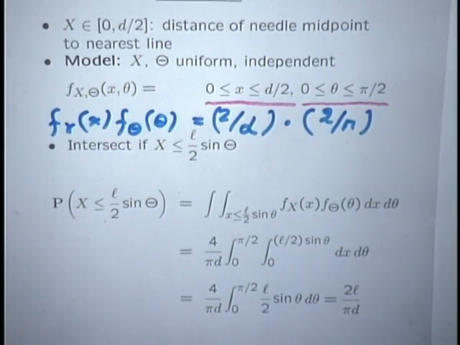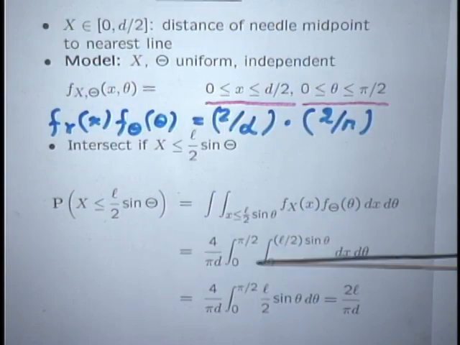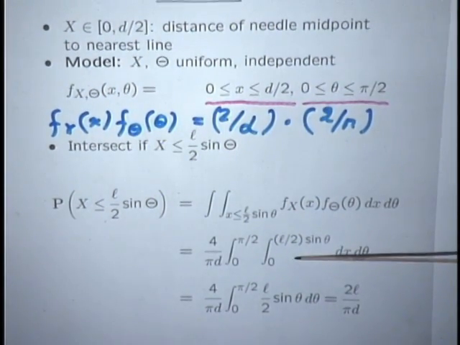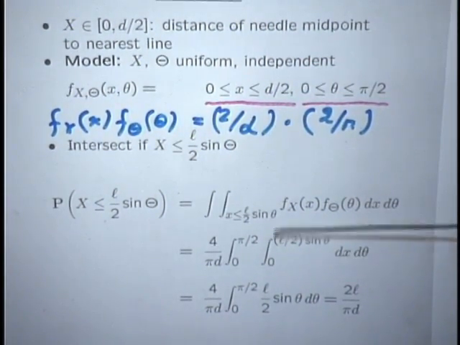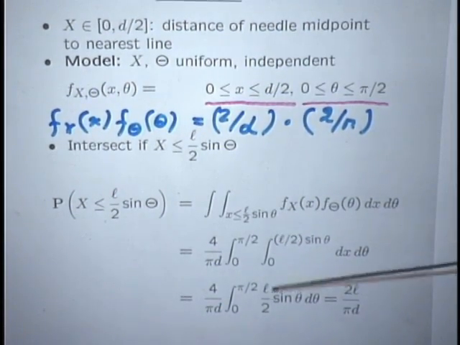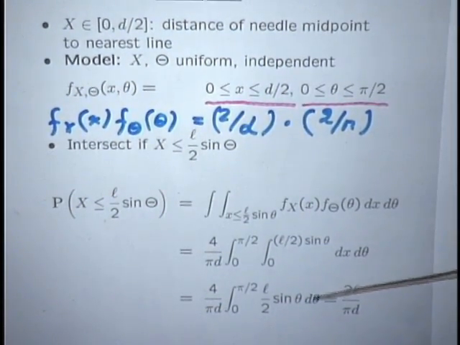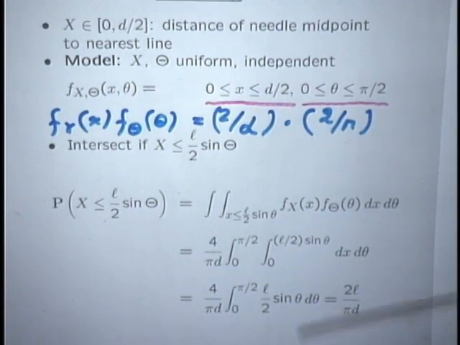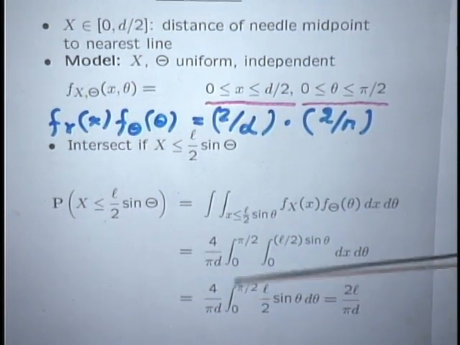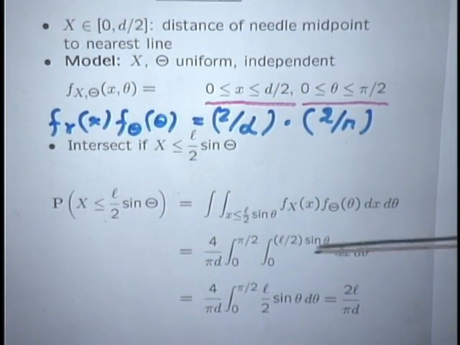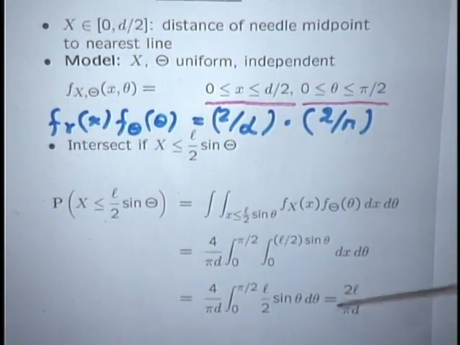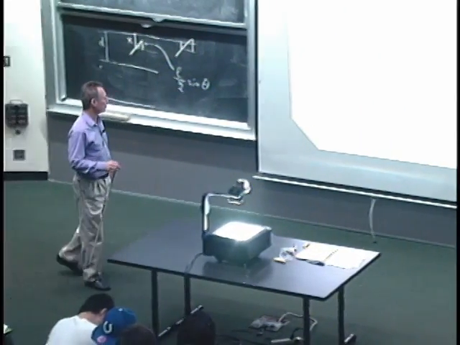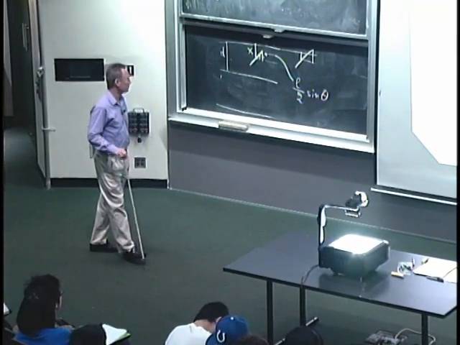And now, fortunately, this is a pretty easy integral to evaluate. Integral with respect to x, there's nothing in here, so the integral is just the length of the interval over which we're integrating. It's L over 2 sine theta. And then we need to integrate this with respect to theta. We know that the integral of a sine is a negative cosine. You plug in the values for the negative cosine at the two endpoints. I'm sure you can do this integral. And we finally obtain the answer, which is amazingly simple for such a complicated looking problem. It's 2L over pi d.